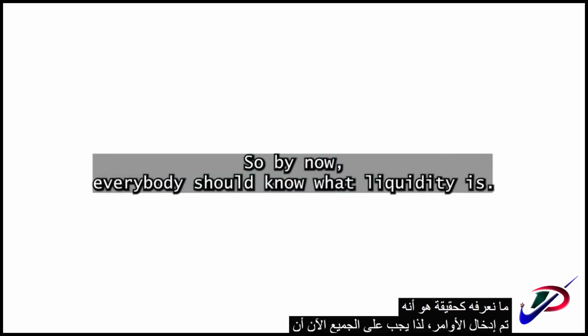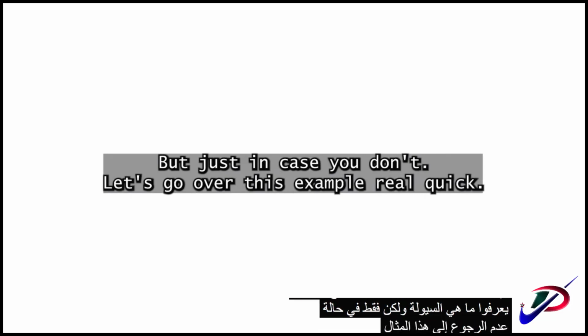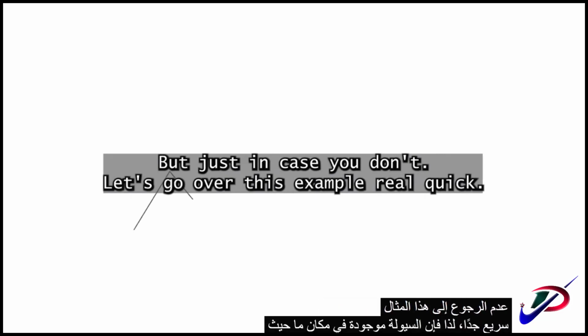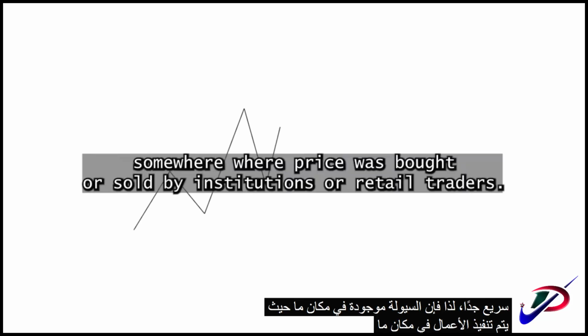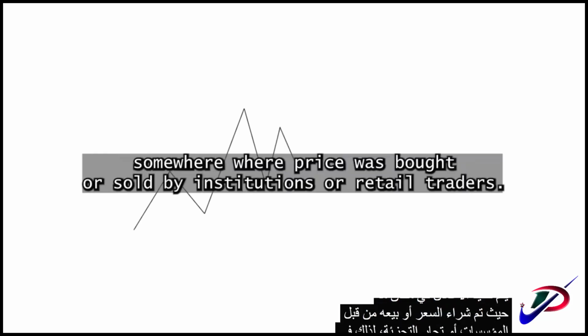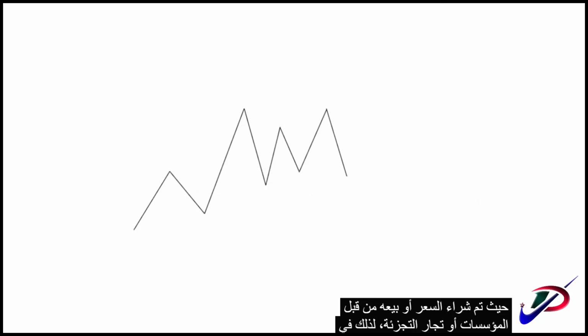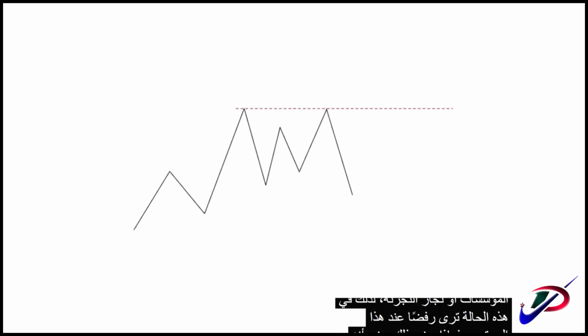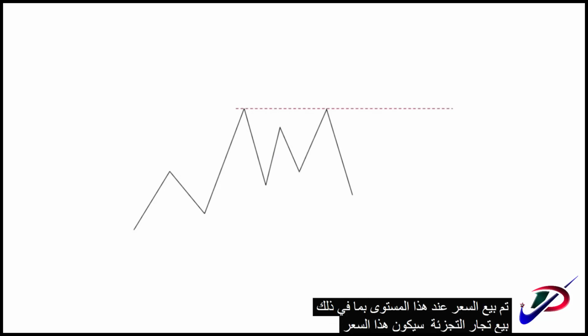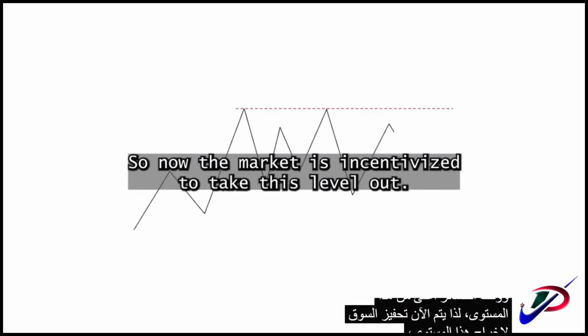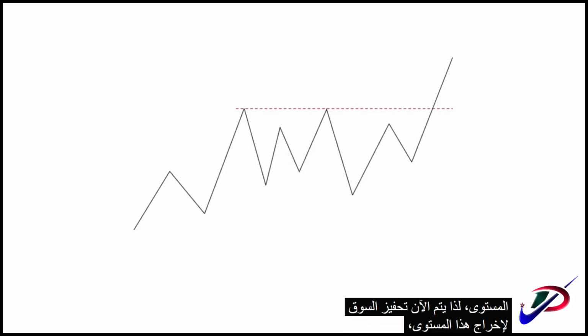So by now, everybody should know what liquidity is, but just in case you don't, let's go over this example real quick. So liquidity is somewhere where business was conducted, somewhere where price was bought or sold by institutions or retail traders. So in this case, you see a rejection at this level. So what does that mean? That means price was sold at this level, including retail traders selling this price, and their stop losses would be above this level. So now the market is incentivized to take this level out.